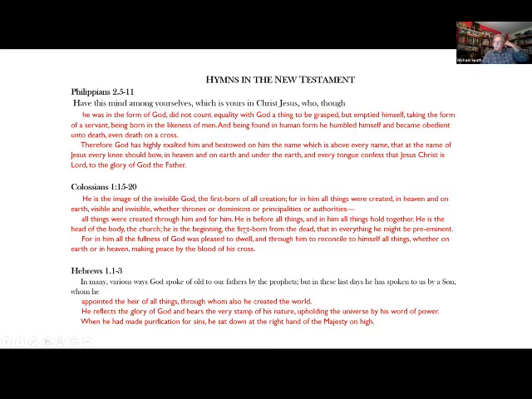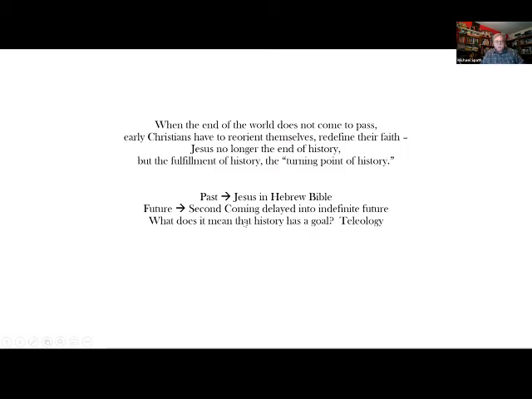Okay, and I sent you these liturgies, hymns, and creeds. So, the first Christians believed the world would come to an end in their lifetimes. When it didn't come to pass, they had to reorient themselves to what their following of Jesus meant. Not the end of history, but present throughout history. In fact, the fulfillment of history to which history itself points, what Pelikan calls the turning point of history.